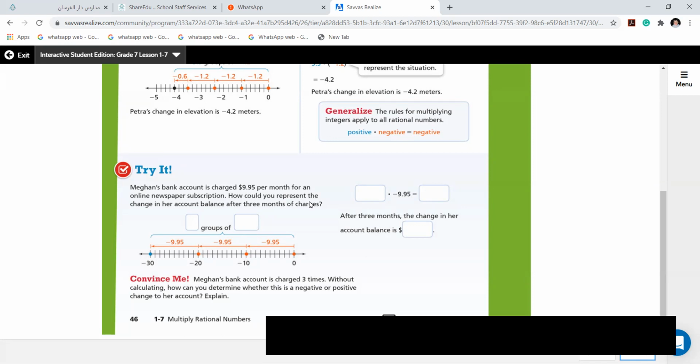Once again, I ask you a question. Imagine your bank is charging you 9.95 per month for an online newspaper. So from your bank account, every month will they take away money or give you money? Will they give you money or will they take away the money from the bank account if they're charging you?